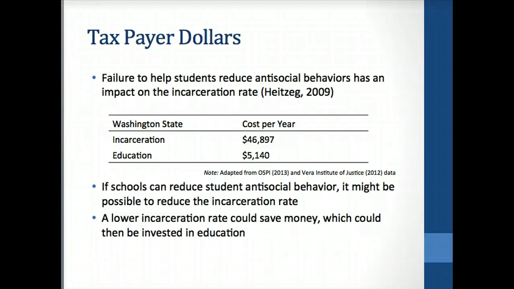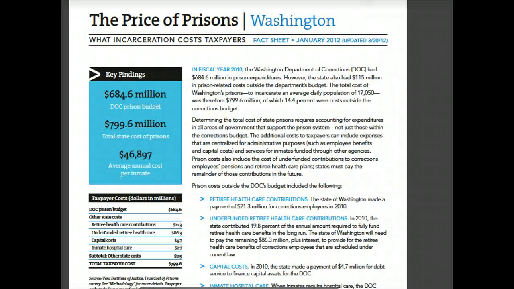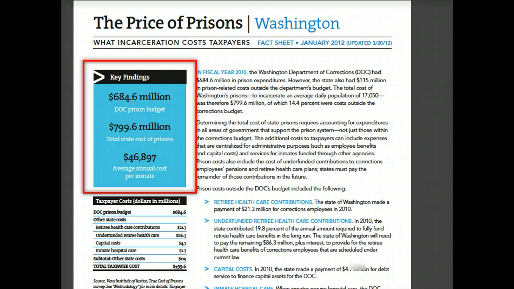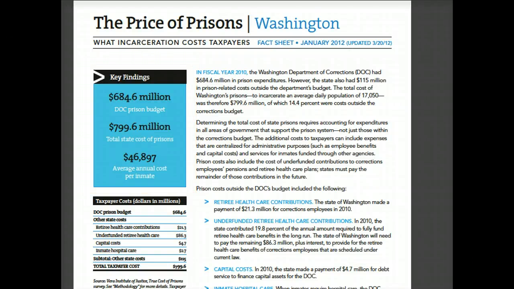When we consider how much we invest in incarcerating adults in comparison to how little is spent educating our youth, it's evident that addressing antisocial behaviour at an early age is critical for the economic health of our nation. This is a fact sheet published by the Vera Institute of Justice, which presents the cost for annual incarceration, as well as the millions of dollars for operational costs of our state prisons.